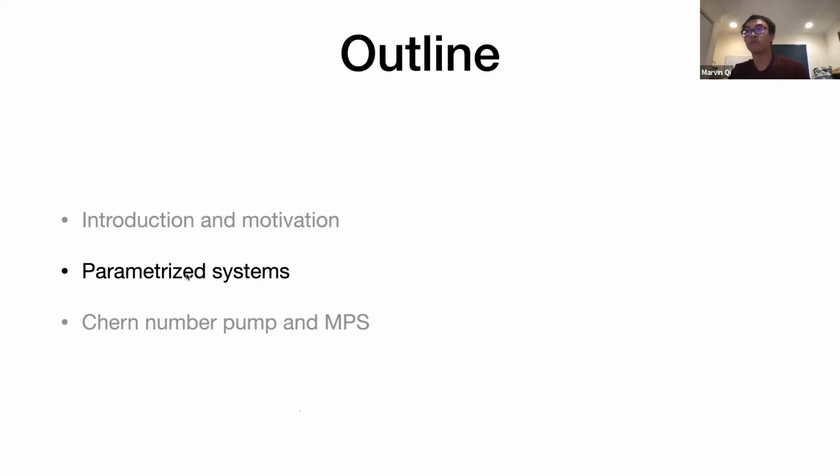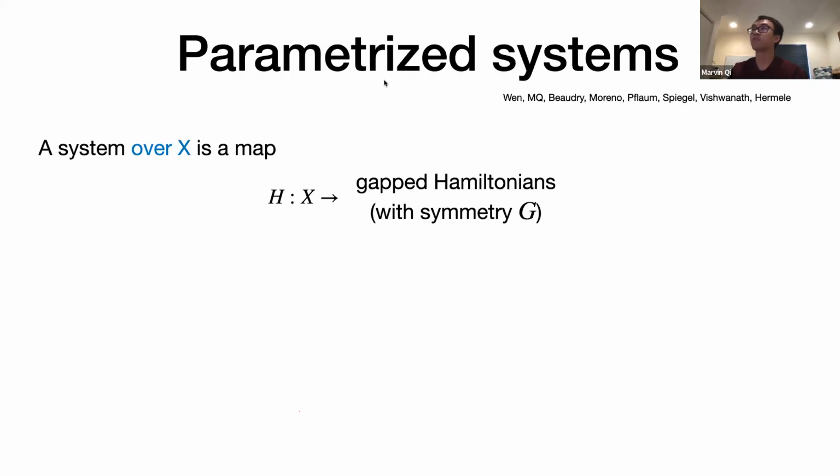So let me move on to introducing the notion of parameterized systems. A parameterized system is basically a way to try to probe the topology or the higher homotopy groups, or more generally the topology of the space of gapped Hamiltonians. So we say a system over X is just a map from X, being a topological space, to the space of gapped Hamiltonians. And we should think of X as being kind of like a parameter space, which encapsulates what kind of parameters hypothetical experimentalists could tune. So it could be something like the magnetic field or the strength of certain couplings or anything like that.